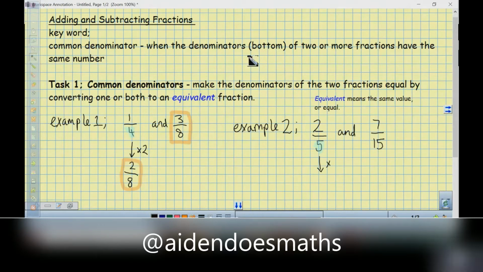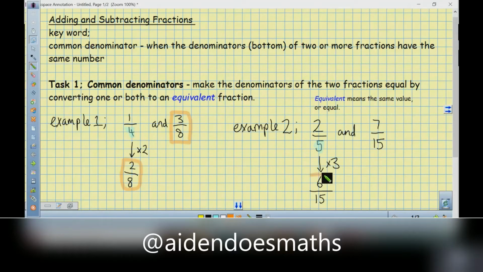Okay, so hopefully you've had a go at that. Now we said, how many times does 5 go into 15? So if you count your 5 times tables, you might already know. 5, 10, 15, that's 3 times 5. So we're going to multiply our numerator and our denominator by 3. So 2 times 3, our new numerator is 6. 5 times 3, we know that gives us 15. So 2/5 is the same as 6/15.